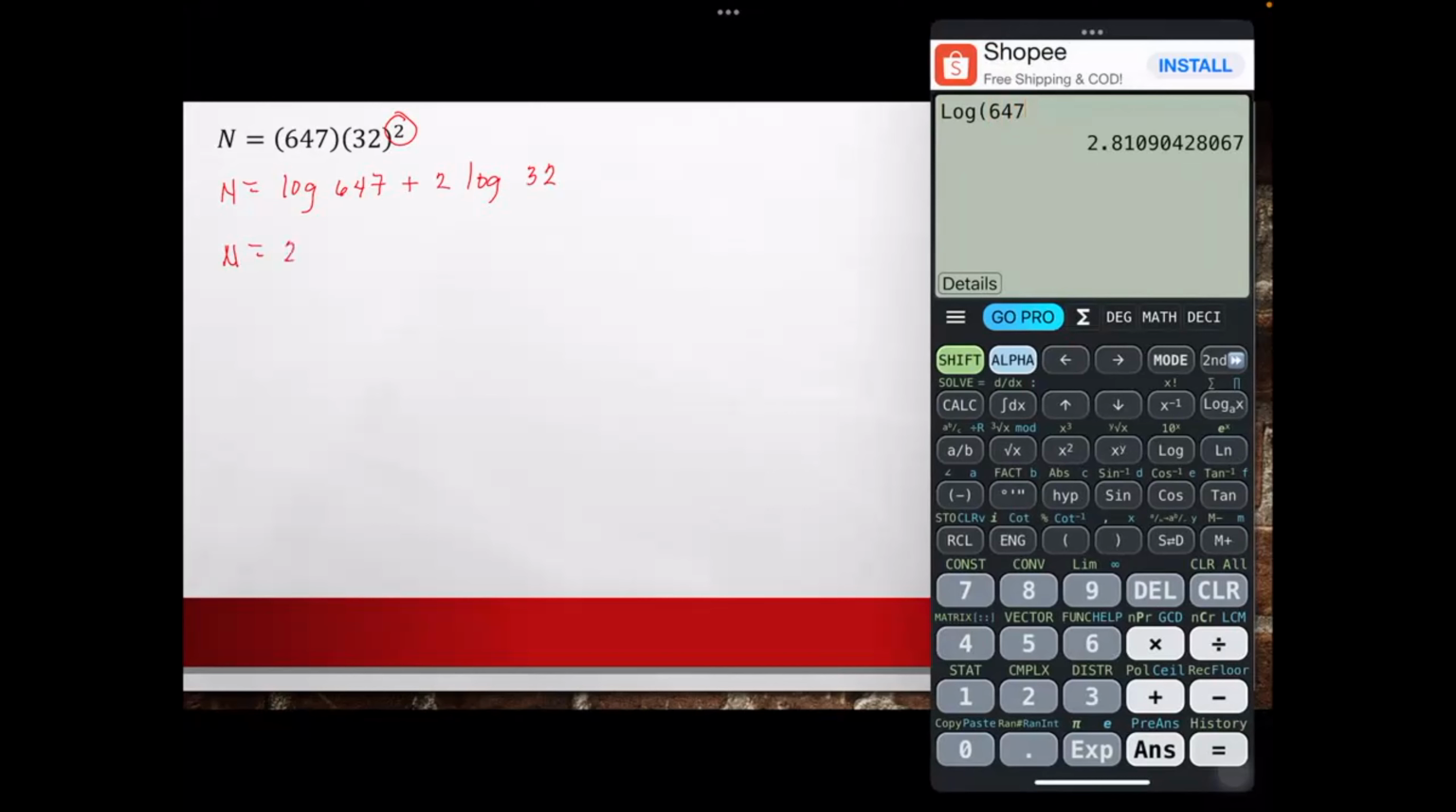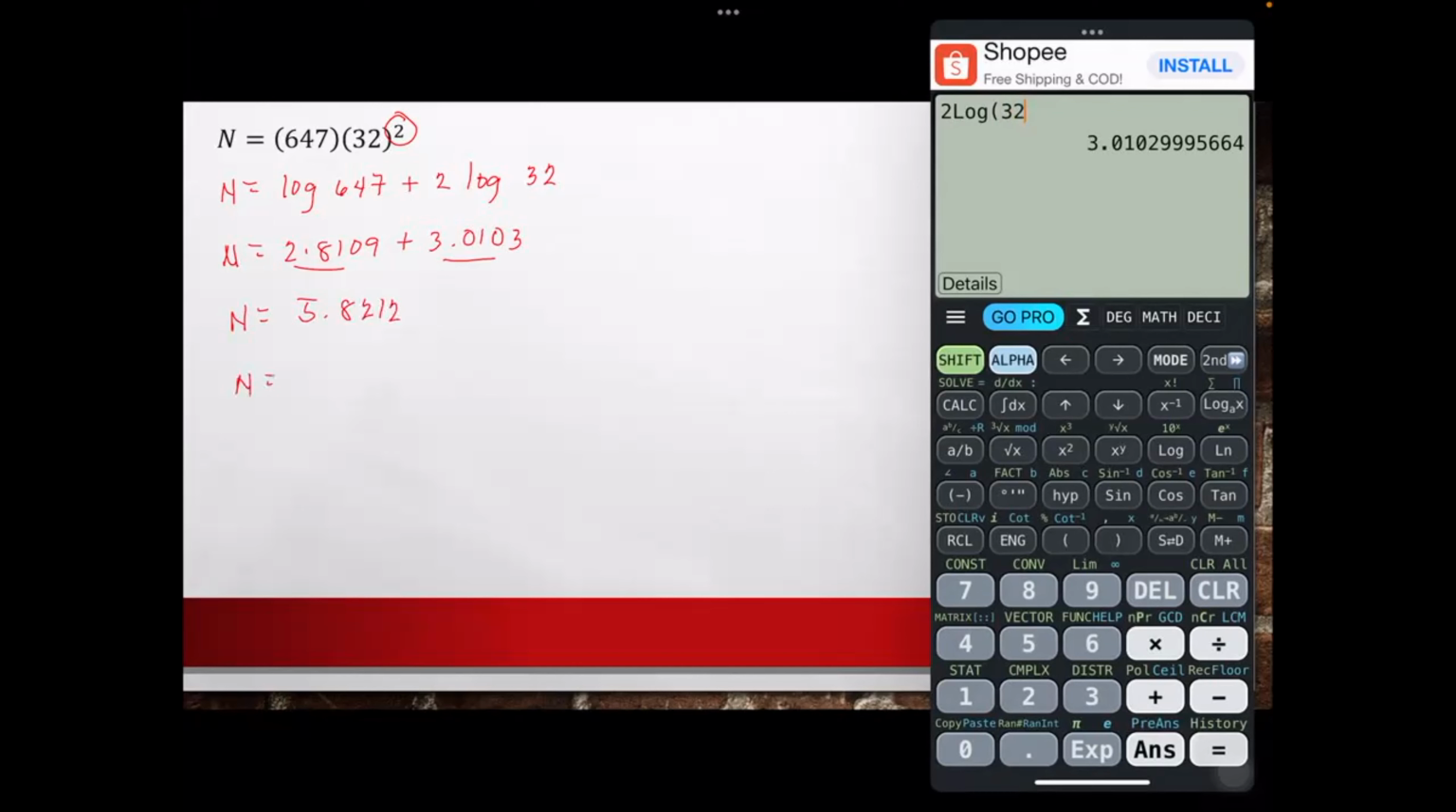So, 2.8109 plus 2 logarithm of 32. This will be 3.0103. Then, add lang natin to. So, magkakaroon tayo yung sagot na kapag in-add natin yung dalawa, this will be 5.8212.